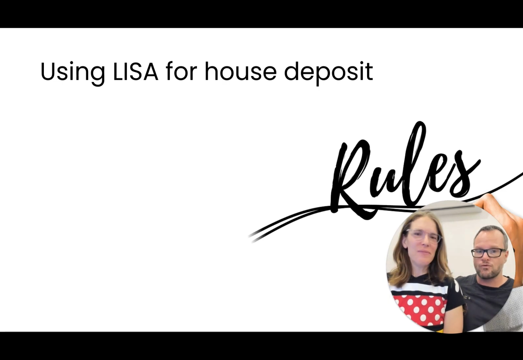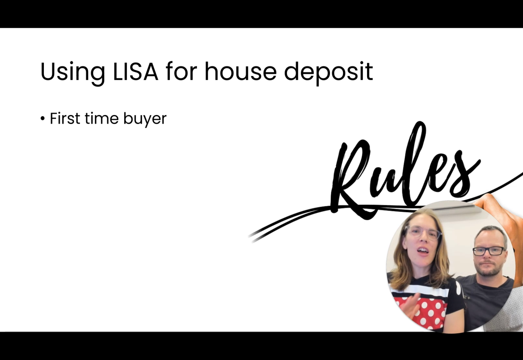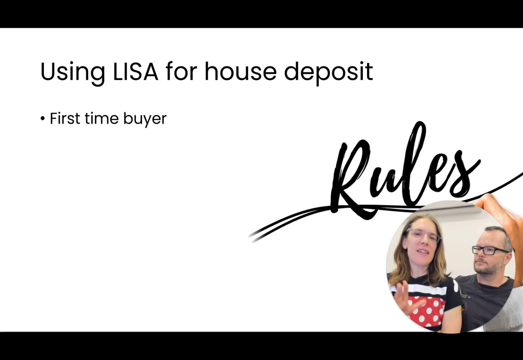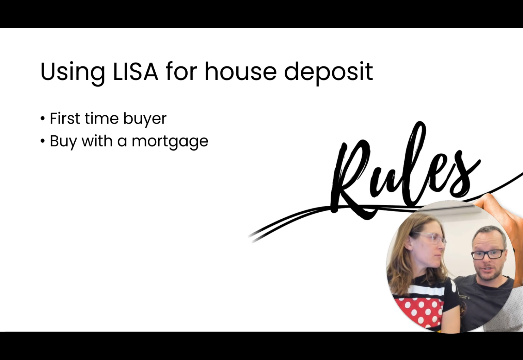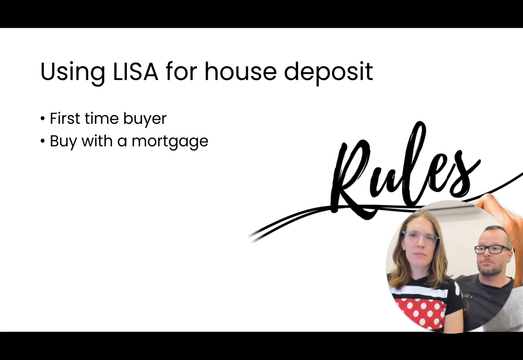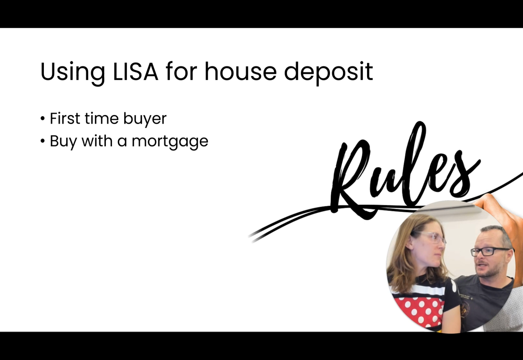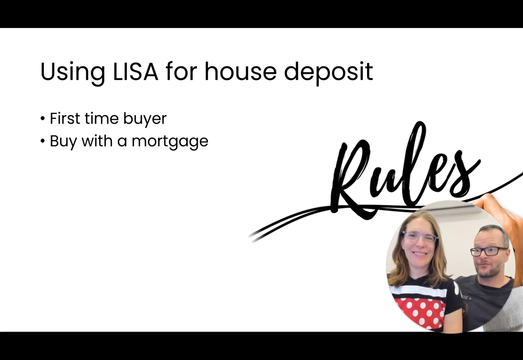Right, there are rules around using a LISA for a house deposit. So first of all, and this is the key one, you have to be a first-time buyer. You cannot have owned a property anywhere in the world, not just in the UK. This is designed to help you save for your house deposit as a first-time buyer only. When you buy, it has to be with a mortgage, so they expect you to actually take a mortgage out. You're not just using this because you're particularly wealthy and can buy the house outright.